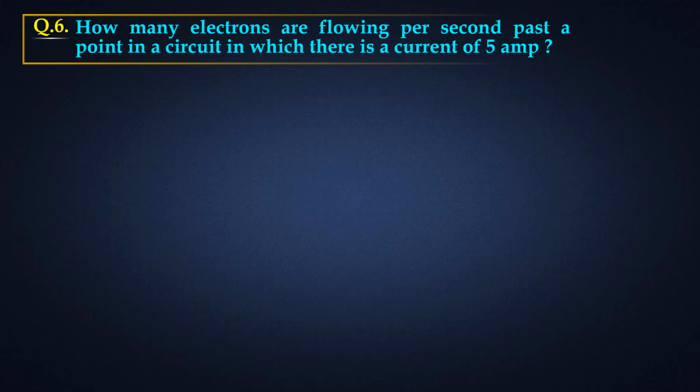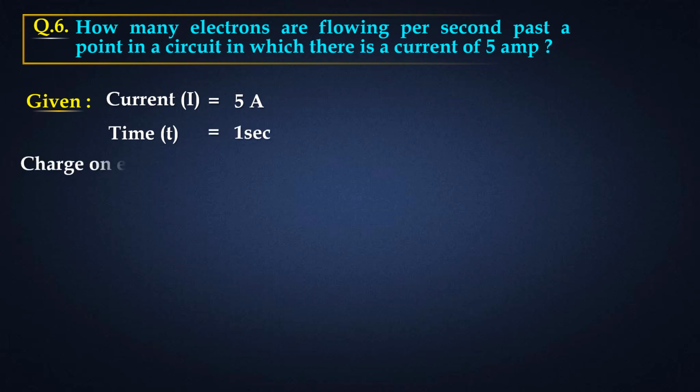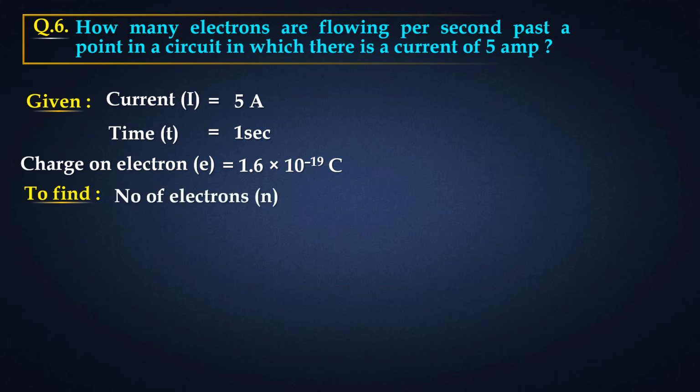Question number 6. How many electrons are flowing per second past a point in a circuit in which there is a current of 5 ampere? Given current I is equal to 5 ampere, time small t is equal to 1 second. Charge on electron E we know is equal to 1.6 into 10 to the power minus 19 coulomb. To find number of electrons N is equal to question mark. Formula: Q is equal to IT we are using because current and time is given. So Q is equal to Ne also.